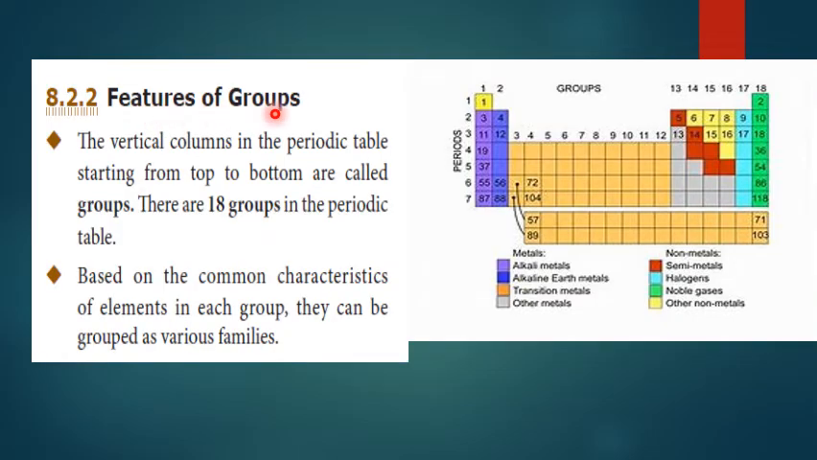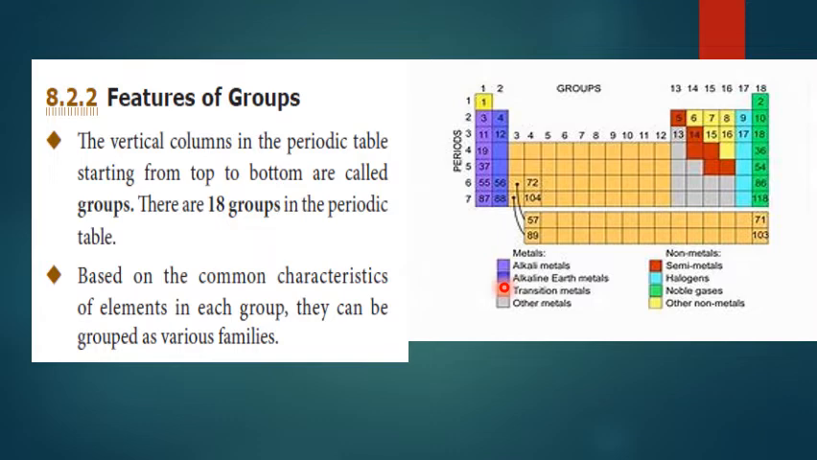Features of groups. See this periodic table. The vertical columns in the periodic table are called groups, starting from top to bottom. How many groups are there? There are 18 groups in the periodic table. This is the period. How many periods are there? There are 7 periods. Based on the common characteristics of elements in each group, they can be grouped as various families.